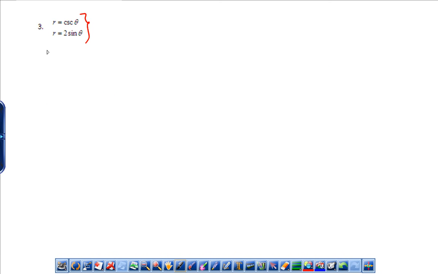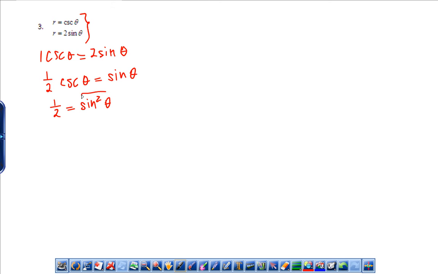Okay, for number 3, go ahead and set your equations equal to each other. So you have cosecant of theta equal to 2 sine theta. Let's put a 1 here. That will make it more clear. I'm going to divide by the 2, so I have 1/2 cosecant of theta equals sine theta. We're going to divide by cosecant, so we have 1/2 equals sine squared theta.